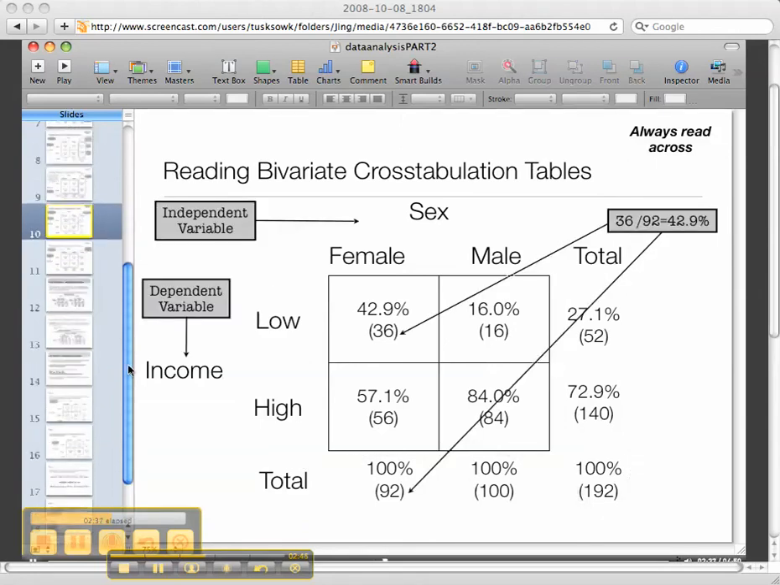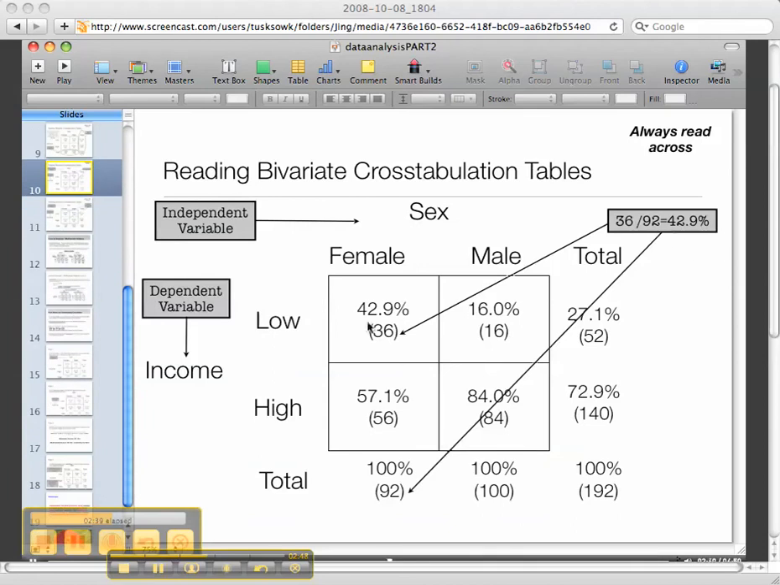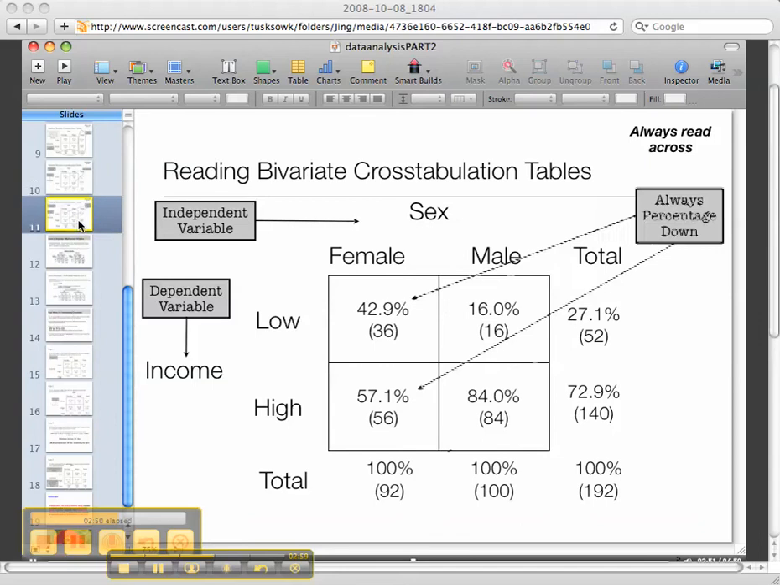And how do you compute your percentages? Well, you take your frequencies or your counts and you divide them by your total number of respondents, and that will give you your percentage. See how easy that is? Always percentage down.